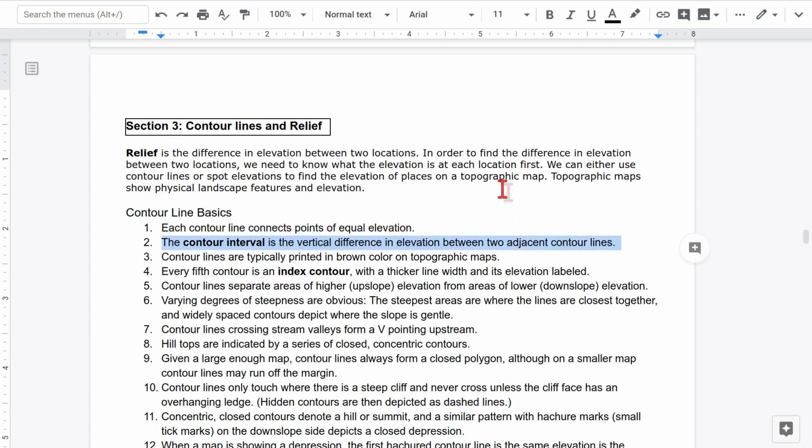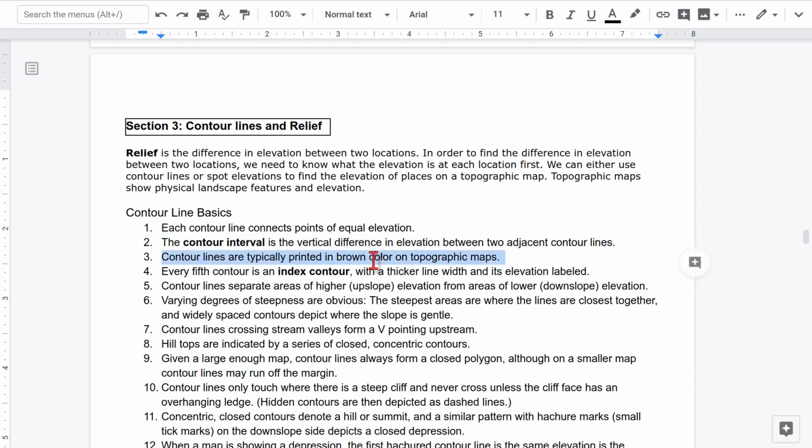The contour interval is the vertical difference in elevation between two adjacent contour lines. So for example, if the contour interval was 10 feet, that means that each line is going to be either 10 feet higher or lower than the line next to it.